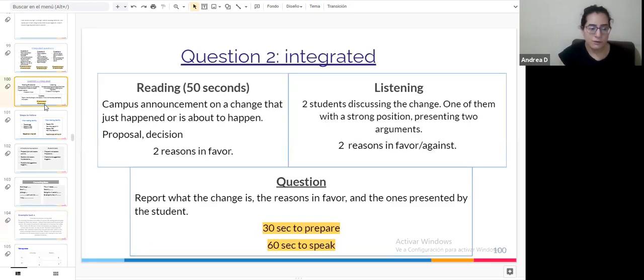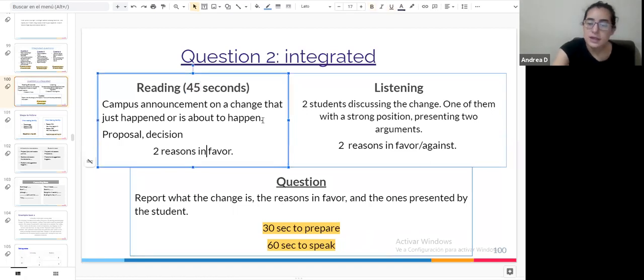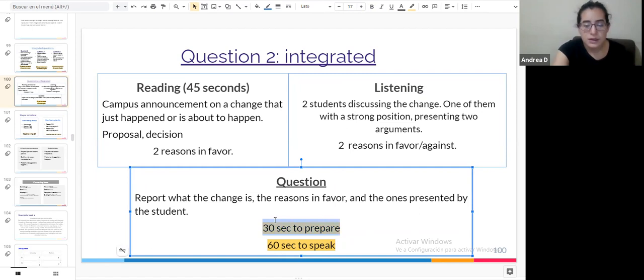After the 45 seconds are done, you will be listening to a short conversation between 2 students. Finally, you get the question, which is going to ask you to summarize everything, and you will have 30 seconds to prepare and then 60 seconds to speak. So again, you read a short text for 45 seconds, then you listen to a conversation, then you get the question, 30 seconds to prepare your response, and 60 seconds, or 1 minute, to speak.